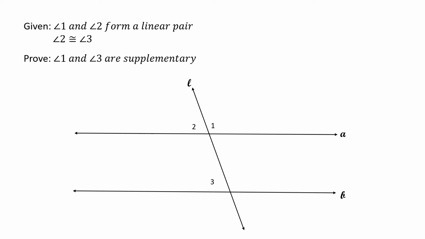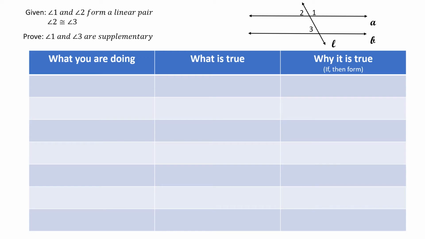Given angles 1 and 2 form a linear pair, and angles 2 and 3 are congruent, prove that angles 1 and 3 are supplementary. What I did is I went ahead and made our two-column proof into 3, so we could talk about the four primary steps, what's true and why it's true. So the very first thing is you're going to start with a given. There are two of them, so I'm going to start with the first given. Angle 1 and angle 2 form a linear pair, but why is that true? Because it was given.